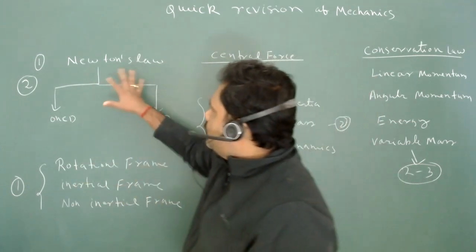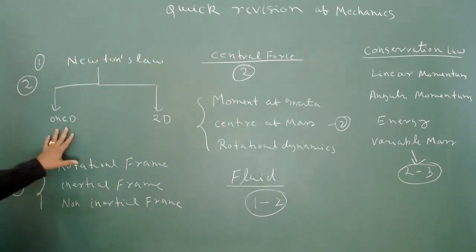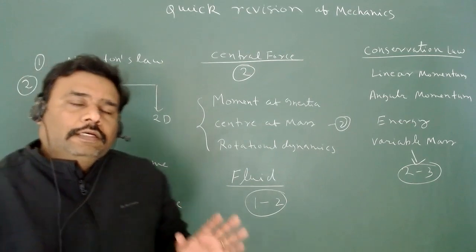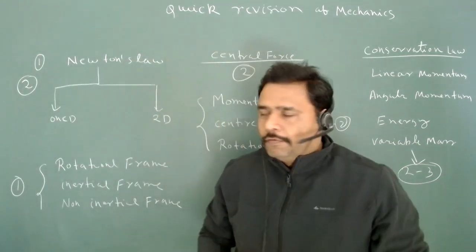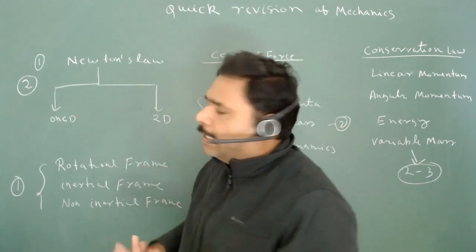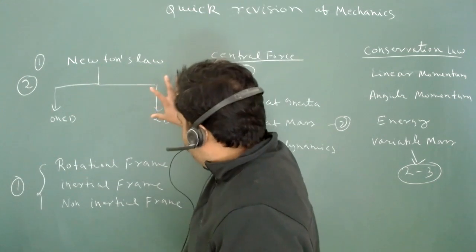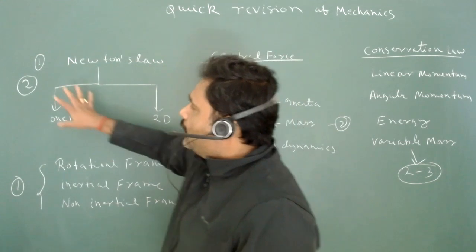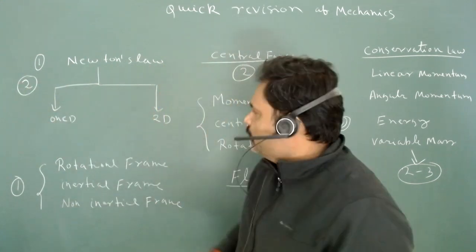So first I have taken Newton's law. Newton's law has two parts. One is one dimension, which is mainly whatever you have done in your plus two. Second is two dimension, where we have already learned how we can write Newton's law in polar form. So every year at least two questions will be there, and the major part will be Newton's law in two dimension. But sometimes the kinematics question will also be from Newton's law in one dimension.